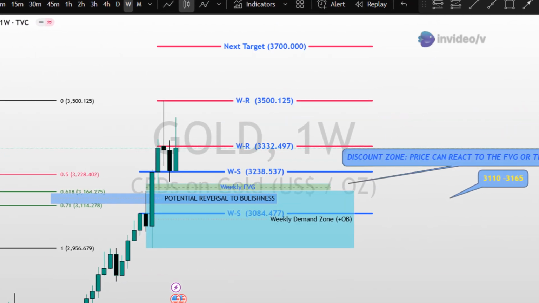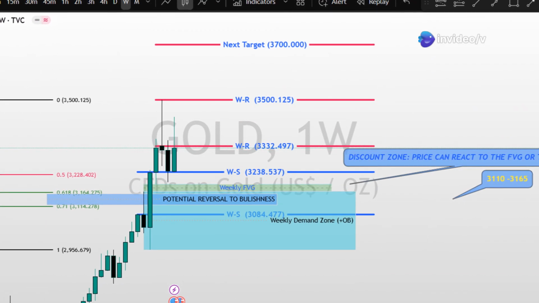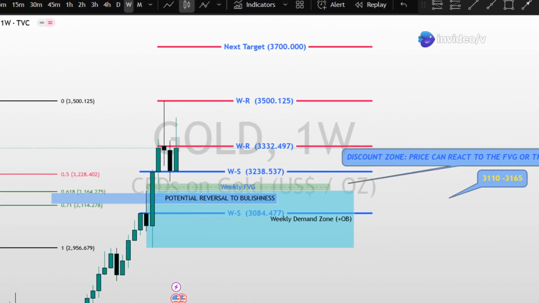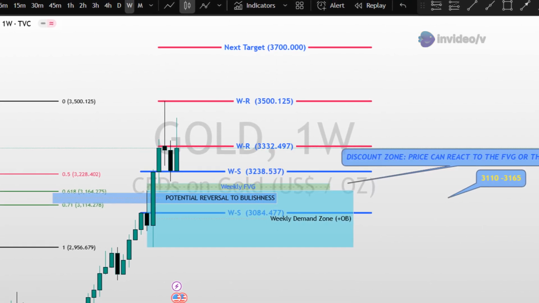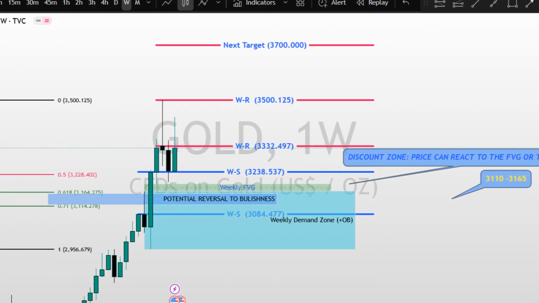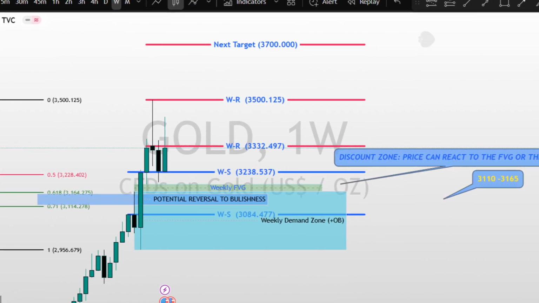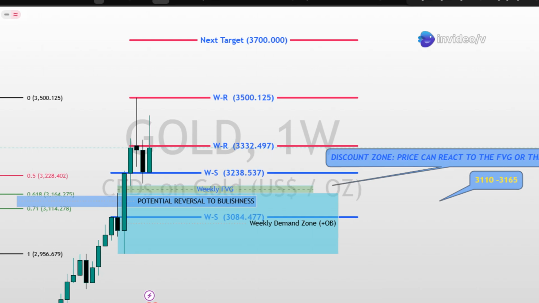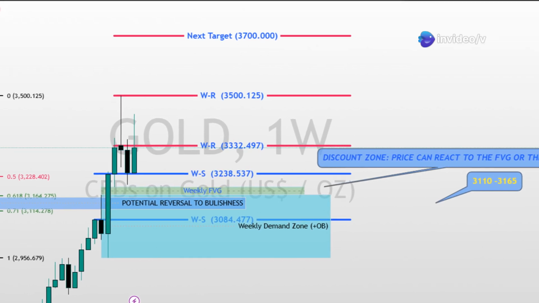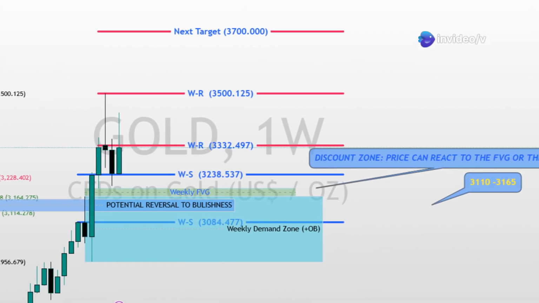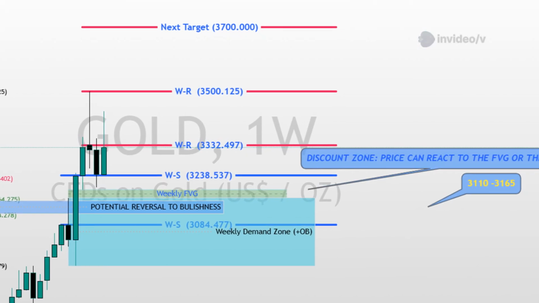The weekly chart shows price in the ICT discount zone between 0.618 and 0.71 levels. A bullish order block and fair value gap are present here, hinting at a high probability reversal. If this reversal holds, targets lie at 3,332, 3,500, and 3,700. We'll need bullish confirmation before entry.